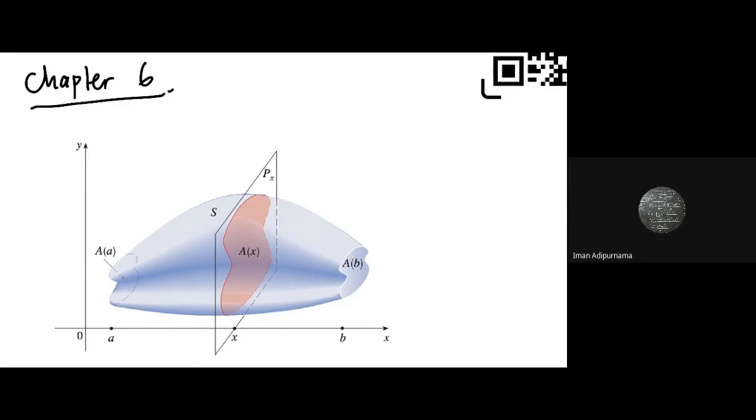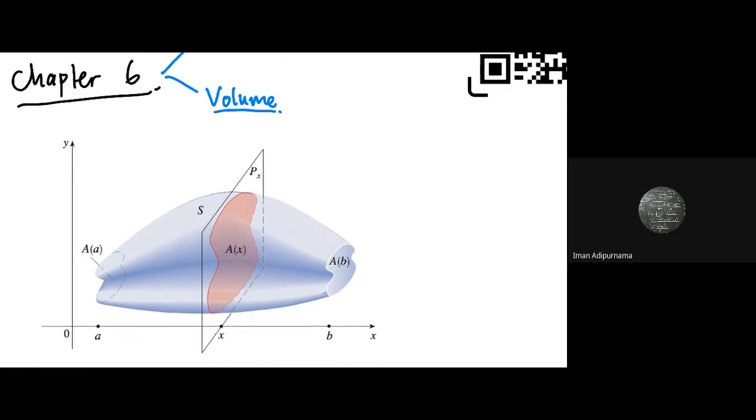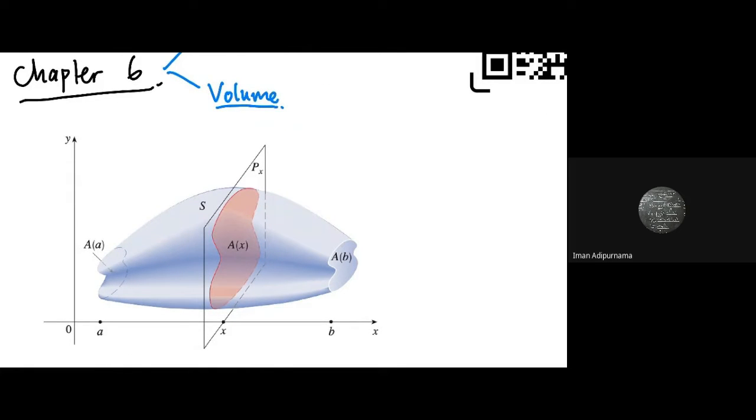So what we have learned from chapter 6, first, is the area between curves. And now we will focus on the volume. Now in volume, the difference is you have a solid product.